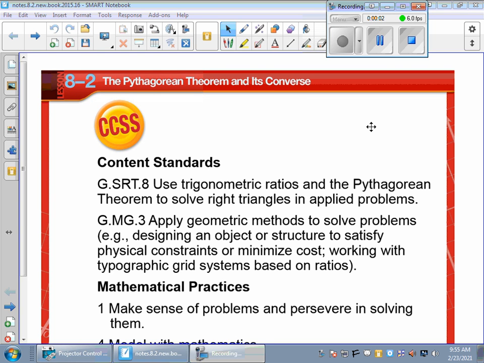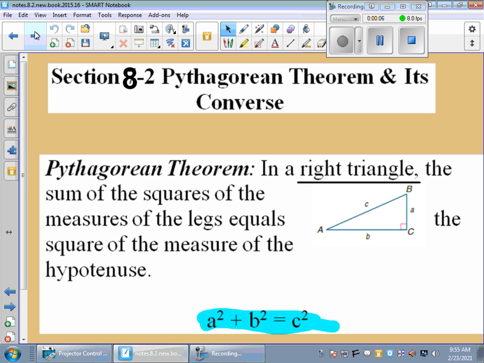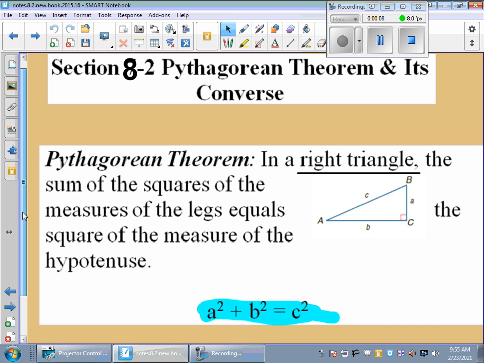All right, folks, moving on to section 8.2. 8.2 involves the Pythagorean theorem. Now, what's crazy is we've been using the Pythagorean theorem all year, and now they finally formally introduce it. So what we have here is a squared plus b squared equals c squared.